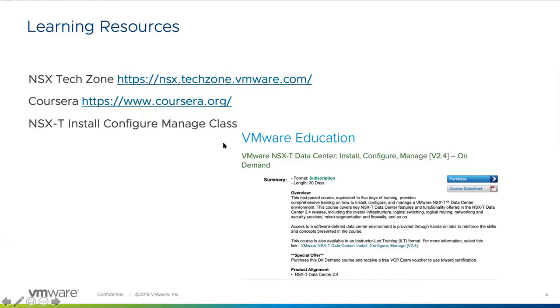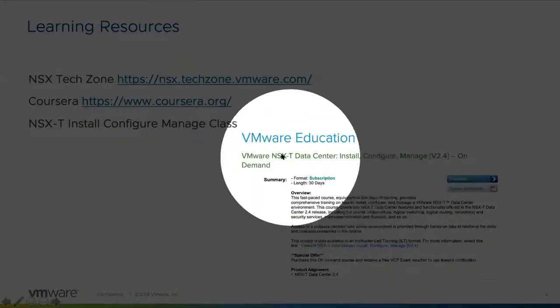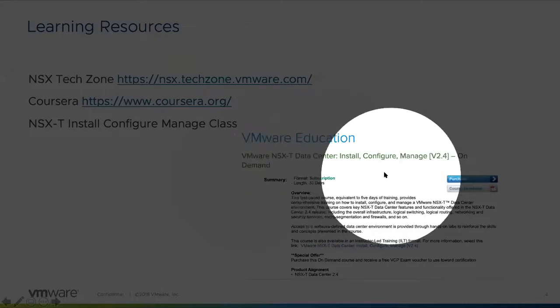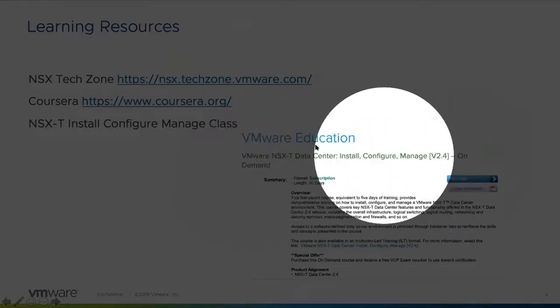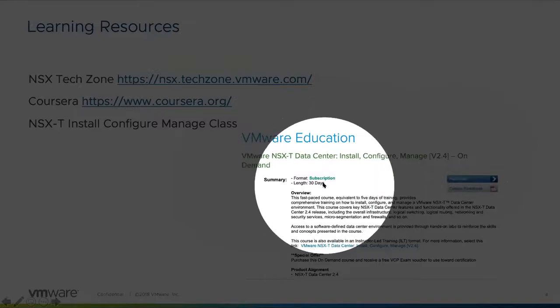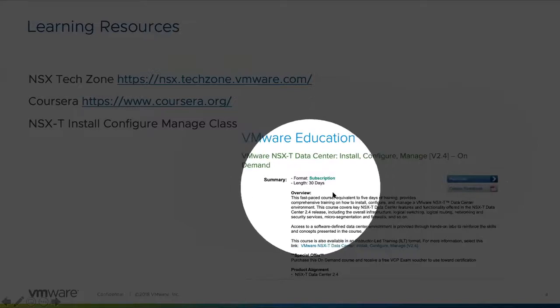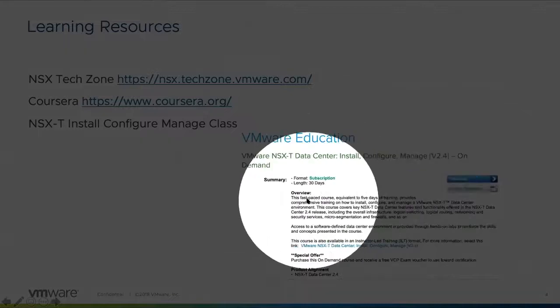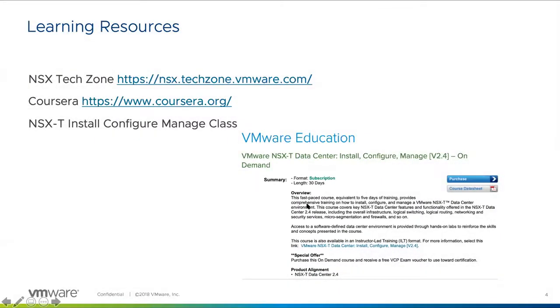So right now, a lot of people are working from home these days. The one thing I wanted to highlight is this NSX-T ICM class. It is available in an on-demand format. So if you're looking for training to do at your own pace, you can take 30 days to do it. If your employer gives you reimbursement for educational expenses, this is a really good option. And you don't have to travel.